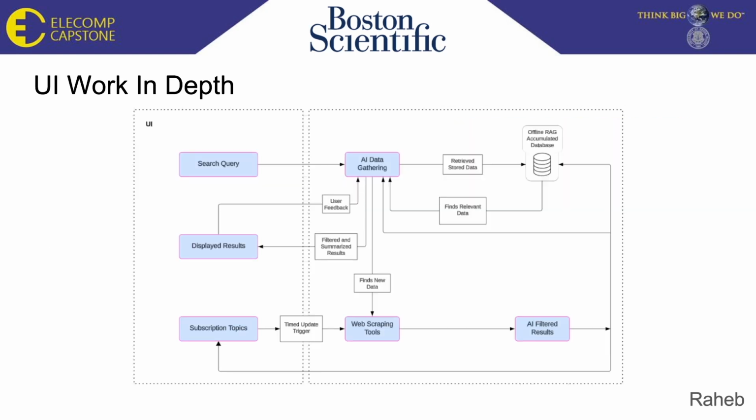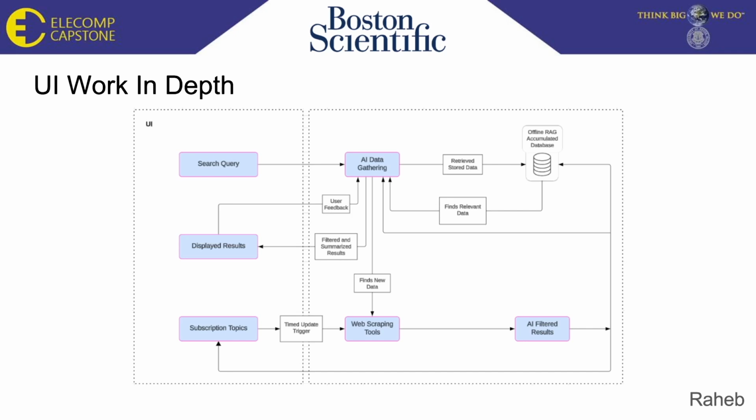And so how this works in depth is once the UI eventually connects to the backend, the user will take the action of entering in a search query, and this then goes to the backend where it gathers data using our AI, which would work to retrieve stored data from past uses as well as find new relevant data for the search. It would then filter this data into a generalized output that would be put onto the displayed results.